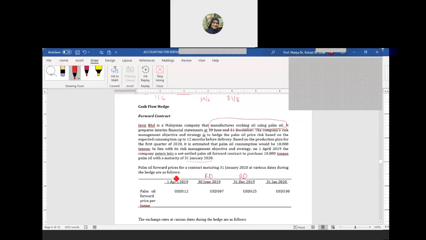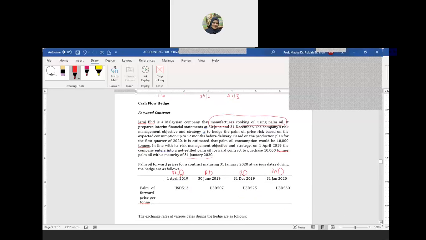So you're going to enter the contract here. This is your contract date, the initial recognition date. This is your reporting date. And then this is your maturity date. So the contract here is in US dollar, USD. The contract prices that you have here are 512, and then 507, and then 525, and then another one, 53.